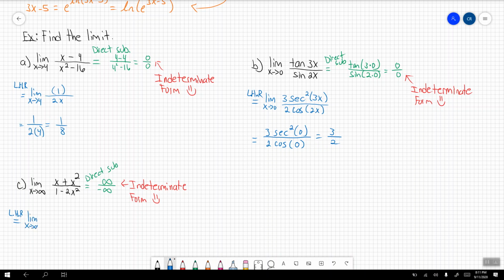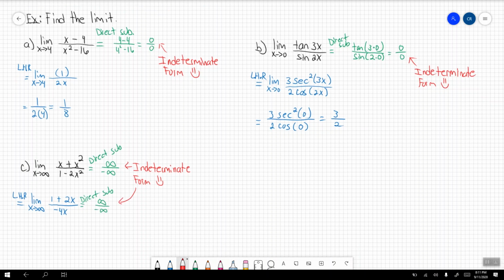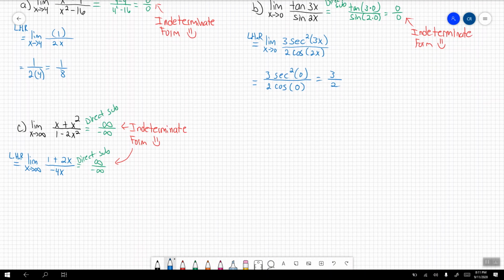So the limit as x goes towards infinity. Derivative of the numerator gets us 1 plus 2x. The derivative of the denominator will then get us negative 4x. We can try a direct substitution again. If we try that direct substitution again, we still wind up with infinity over negative infinity, which again is still indeterminate form. Well, that's pretty good. So because we get another indeterminate form, we can apply L'Hopital's rule again.